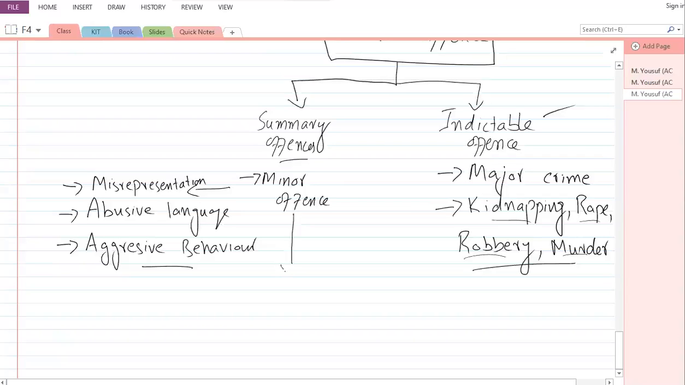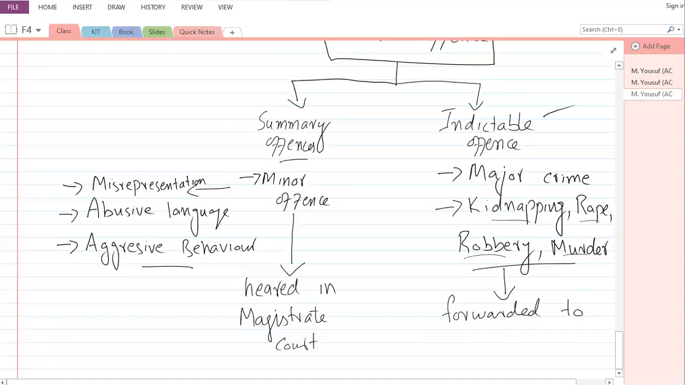So only the cases of minor crimes are heard in magistrate court, whereas indictable offences are forwarded to Crown Court, which is the upper level of criminal jurisdiction, after preliminary investigation.